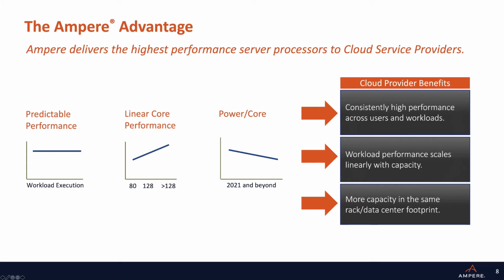And then finally, power per core. Our designers are really focused on power efficiency as opposed to maximum performance per core. So we have very performant cores, but they're very performant as well as being power efficient. What this leads to is consistent performance for your workloads, scalability for your workloads, and essentially getting more work out of the same number of racks in your data center.